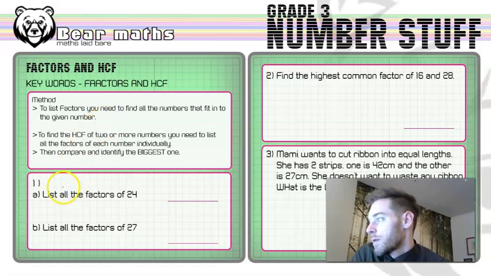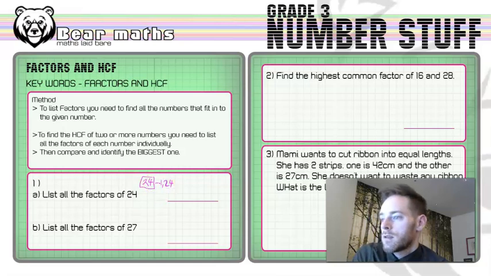And that's what we're going to do in number 1. So we're going to list all the factors of 24. I like to do that like this. So I put 24 in a little box, and then I go 1 and 24. 1 is always going to be a factor because 1 fits into everything, and 24 is going to be a factor because 24 is the number. Okay, 1 multiplied by 24 makes 24. They are numbers that fit in exactly to 24.